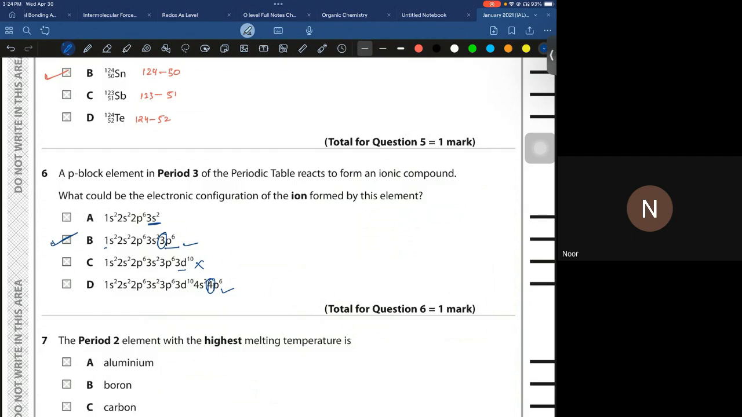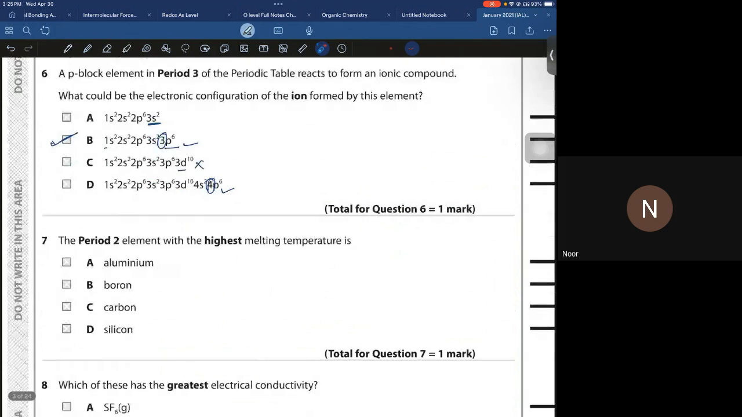The configuration ending on 3 is going to give you the period number, and the letter is going to give you the block, like the p block, and the power is going to give you the group number. So of course its group number is 6. Okay, simple.